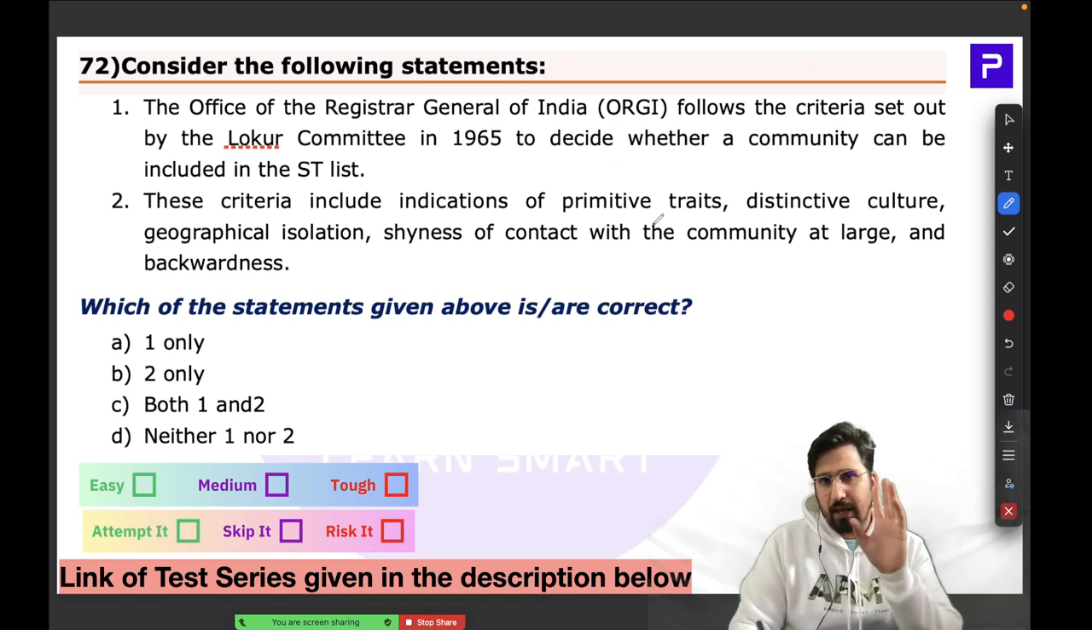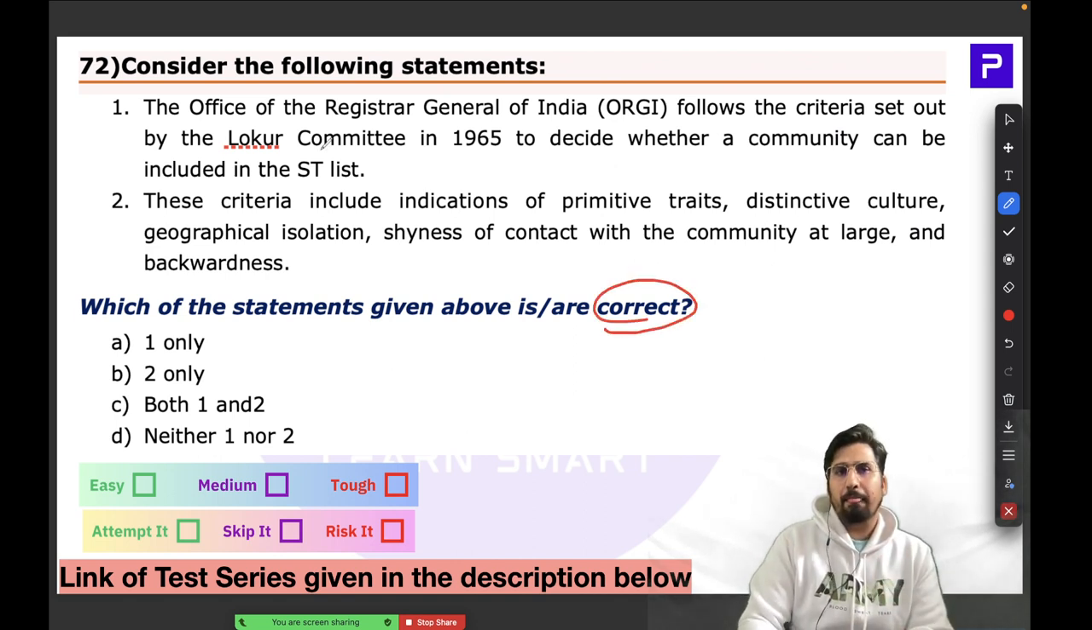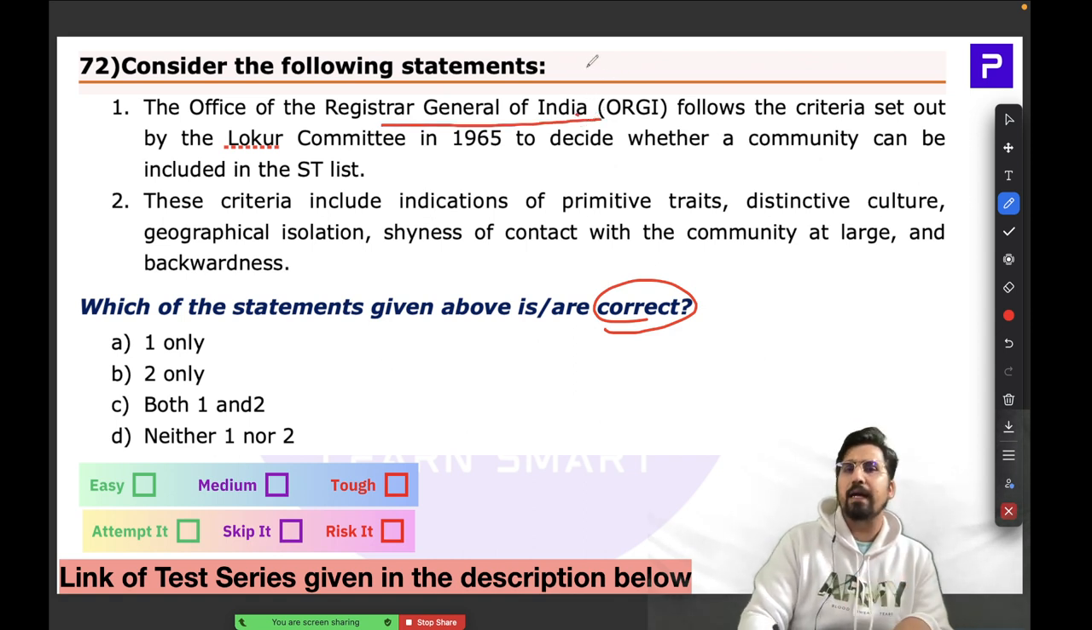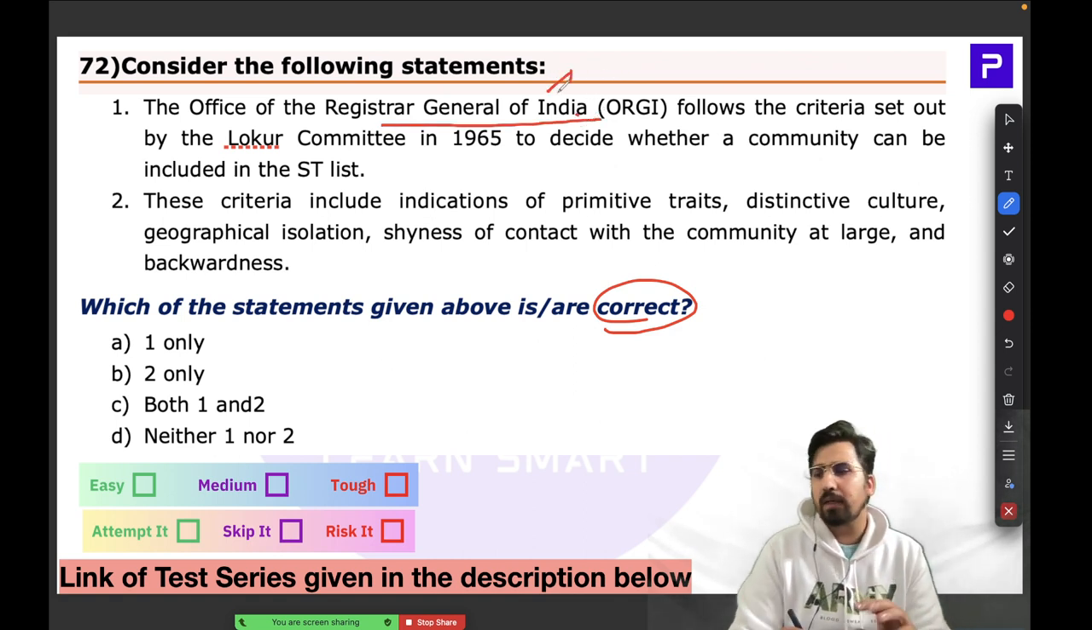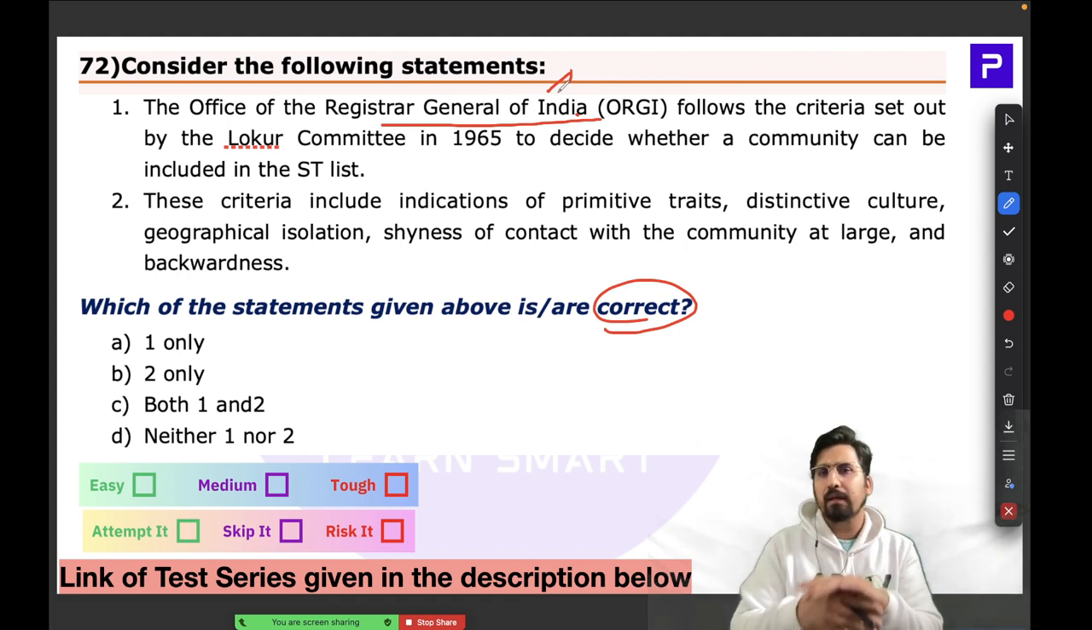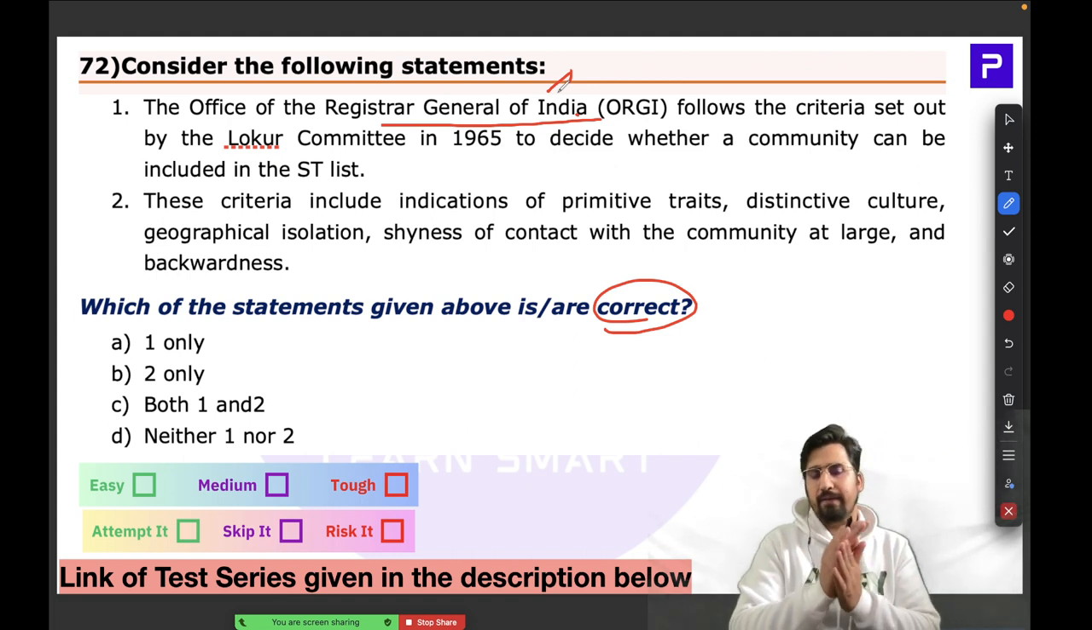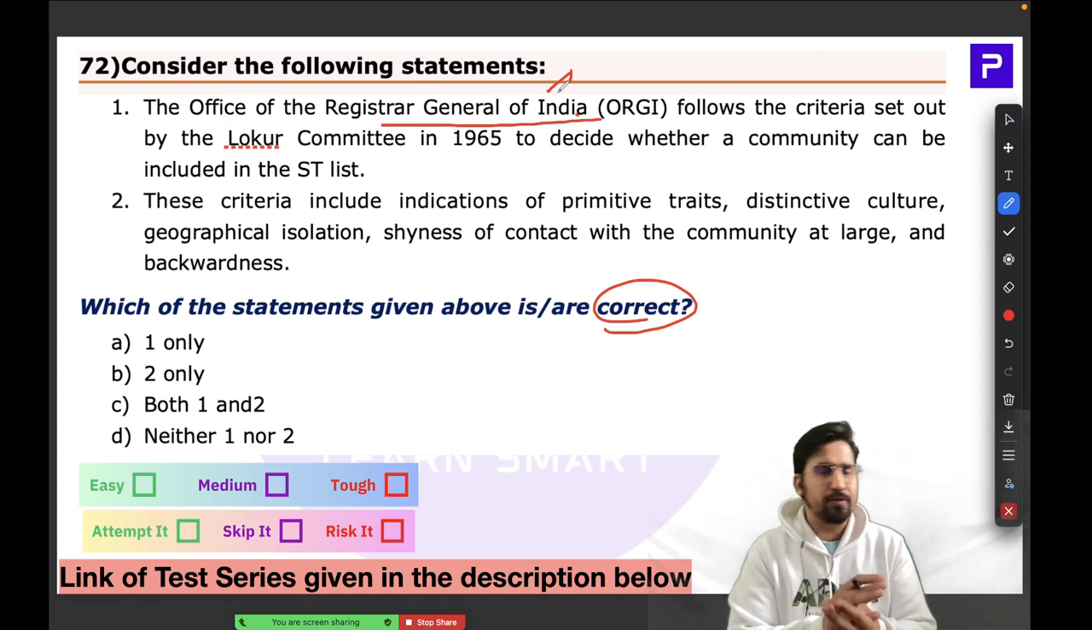Look at this question carefully. We have to figure out the correct one. Office of Registrar General of India, fine. We know the Registrar General of India has to do something with preparing the census of India and everything like that, and works under the Home Ministry.